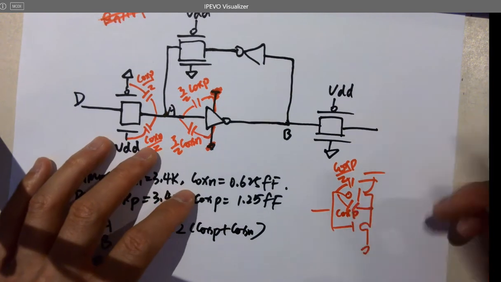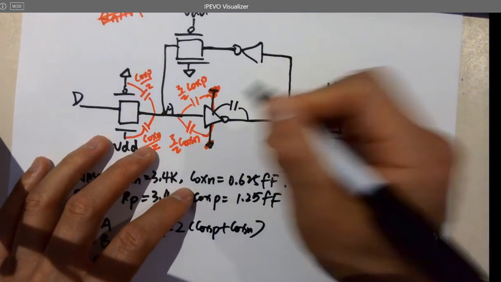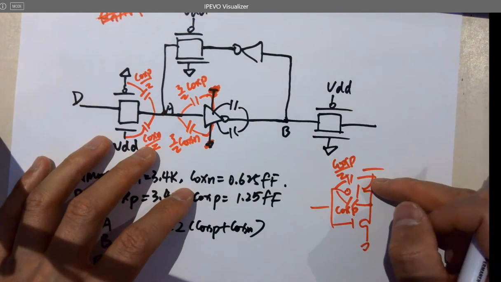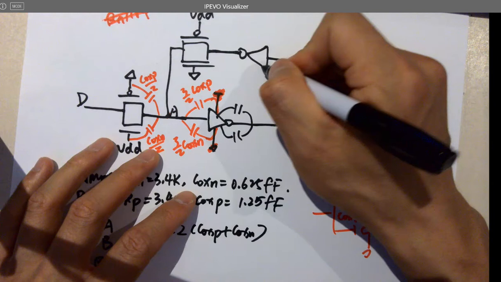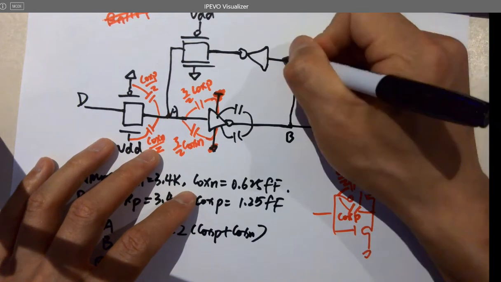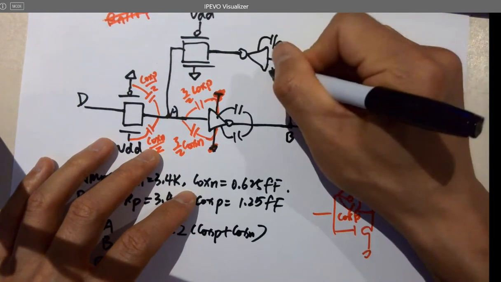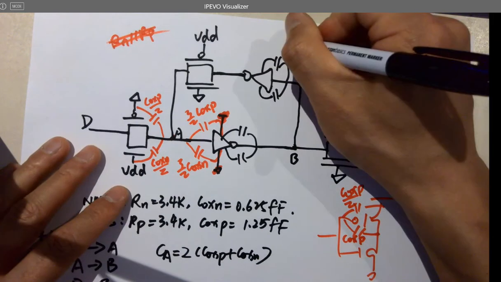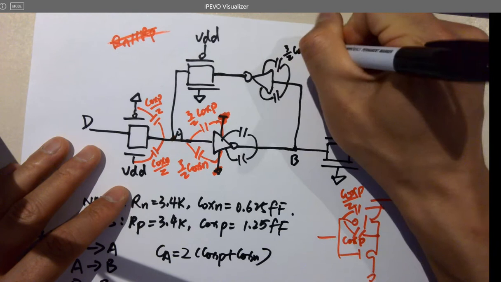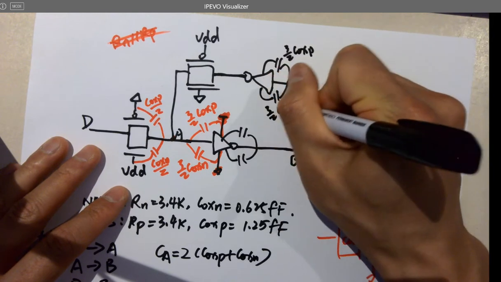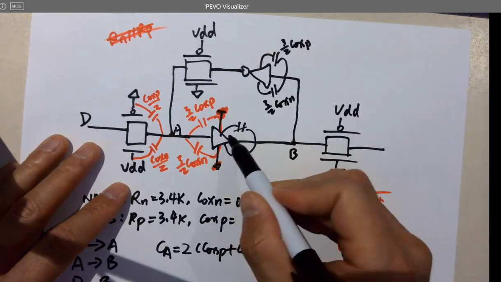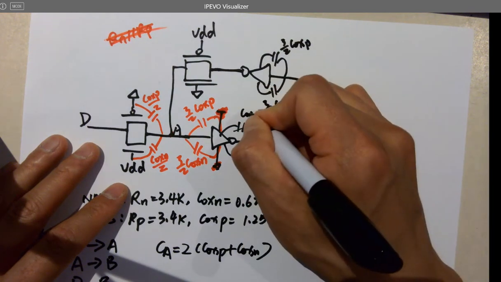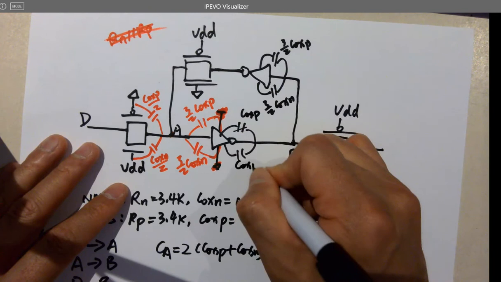For point B, there will be a cap here, and there will be a cap here, and this inverter is on, but this is not, so you have to consider a cap here and cap here, and that's it. So this is the input of the inverter, so it's going to be 3/2 of cox P and 3/2 of cox N. So what about this? It's the output of the inverter, so it's only 1 times cox P and 1 times cox N.